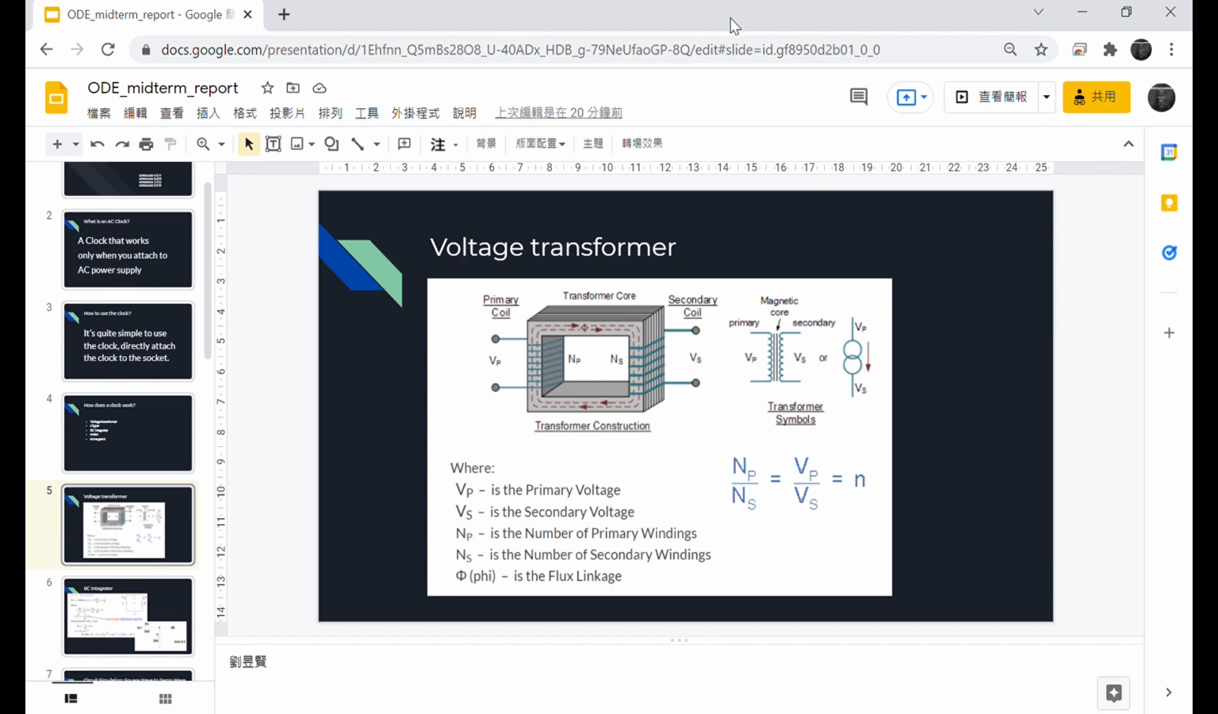So we can get an AC power supply on the secondary coil, and the ratio of the number of coils in the primary and secondary coils is proportional to the ratio of the voltage.